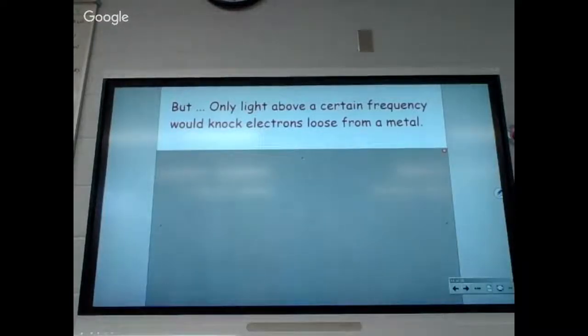However, only light above a certain frequency will knock electrons loose, which makes sense from a scientific standpoint. But according to wave theory, any light should knock electrons loose. So there has to be some other explanation as to why electrons are able to be knocked loose at only a certain frequency. So there are two scientists that we're going to talk about today that explain why only certain frequencies work.